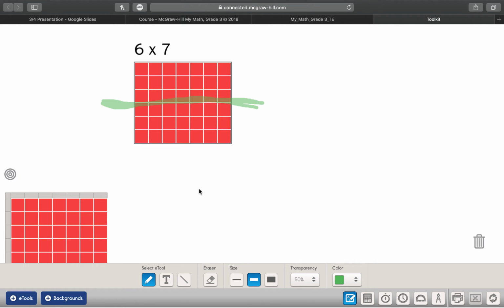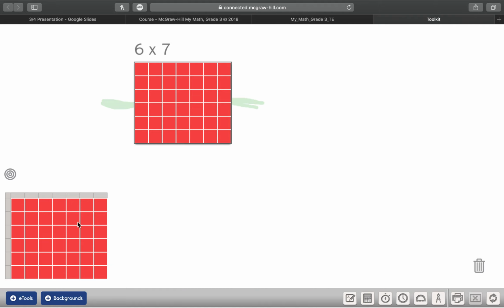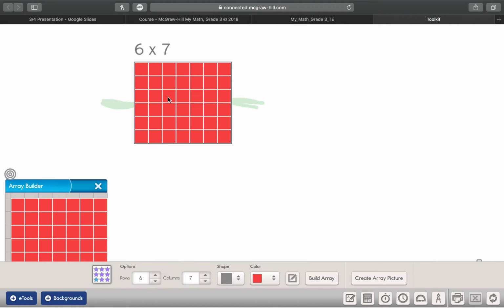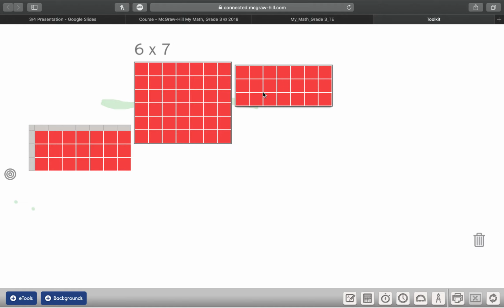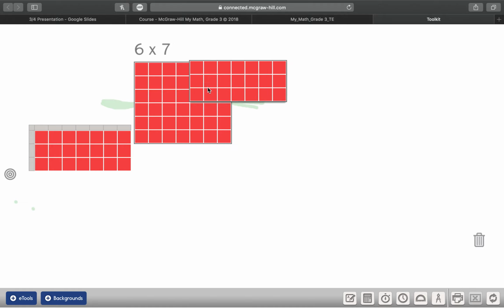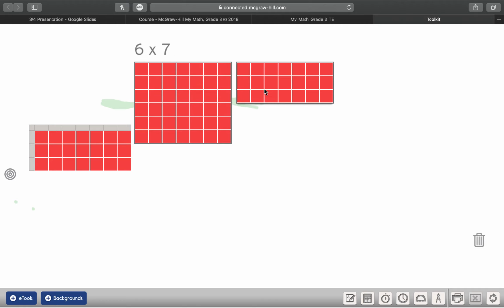First, I'm going to tell what my new array shows, and I'm going to build you a new array for that problem. Watch my cursor. I have 1, 2, 3 rows. In each row, 1, 2, 3, 4, 5, 6, 7. Each row still has 7. So that means the array on the top is 3 rows of 7 columns. I'm going to build that array right here, and create a picture. So here it is. That's the top. Doesn't it match?